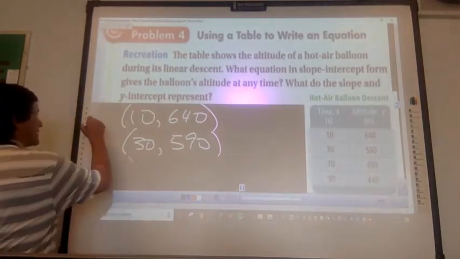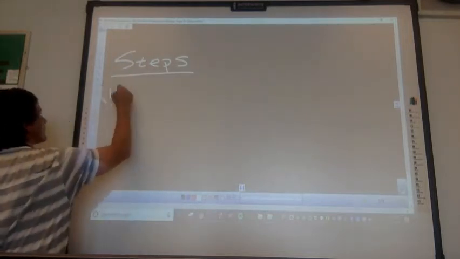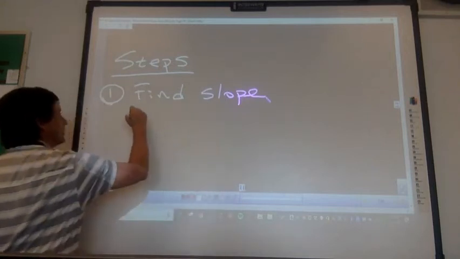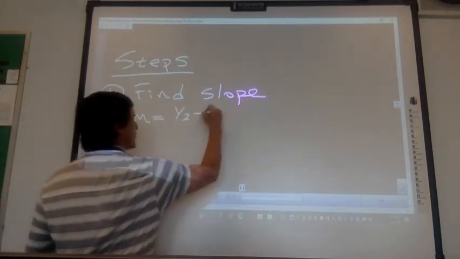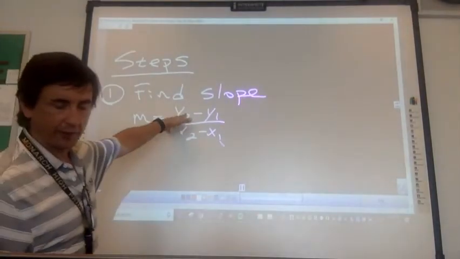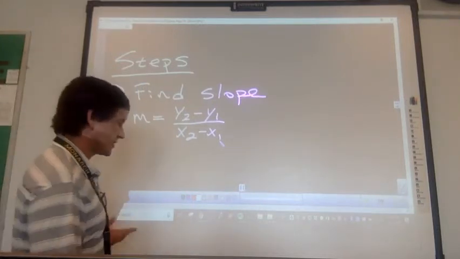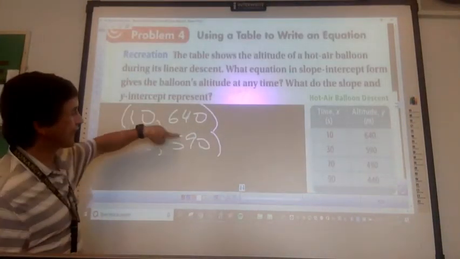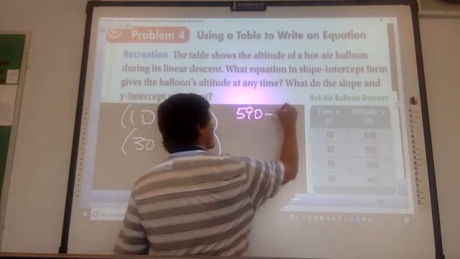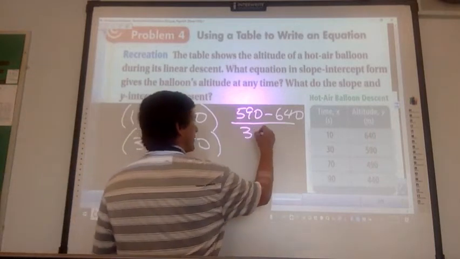I'm going to go to the next page and write some steps just so I have room. So we're going to find the slope by doing y2 minus y1 over x2 minus x1. Again, I never really think about that formula. I just subtract the y's and subtract the x's. If I do that with y's on top and x's on the bottom, that's the equation. You don't have to overthink it. So 590, second y, minus first y, over second x minus first x, 30 minus 10.